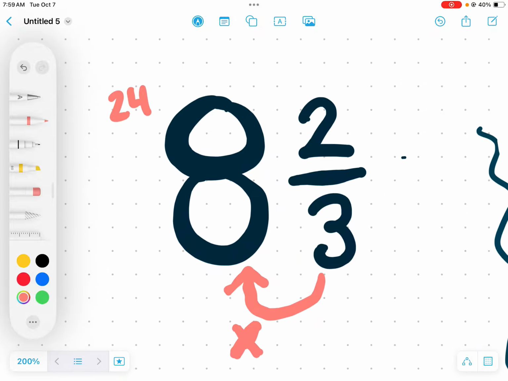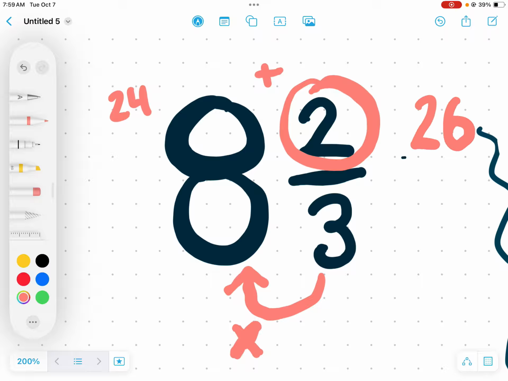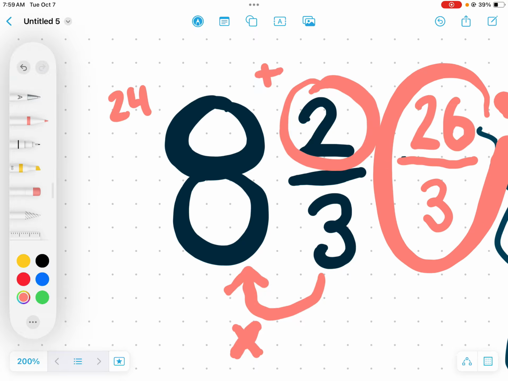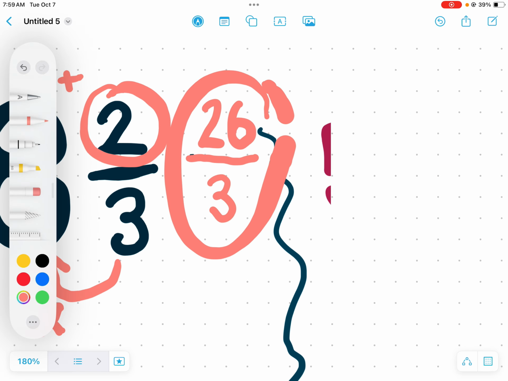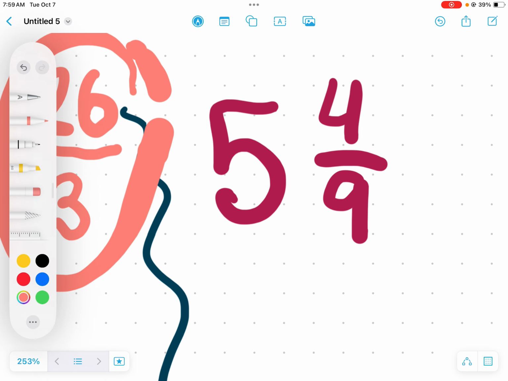Okay? And then we are going to add these 2 pieces that we have left over, and that will give us the total amount of pieces that we have. 24 add 2 is 26. And then we just go ahead and keep the same denominator because the puzzle still needs 3 pieces. And that is how you change a mixed number to an improper fraction. Let's go ahead and try this one.